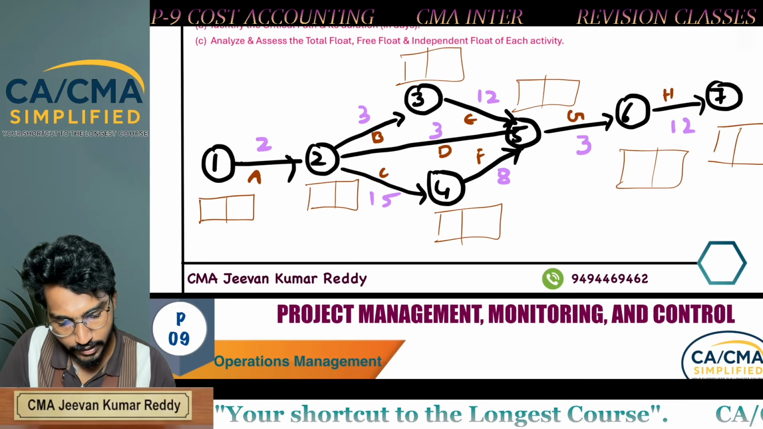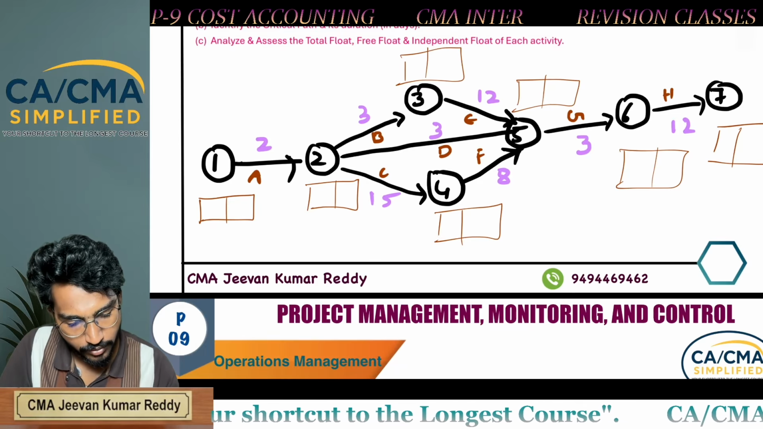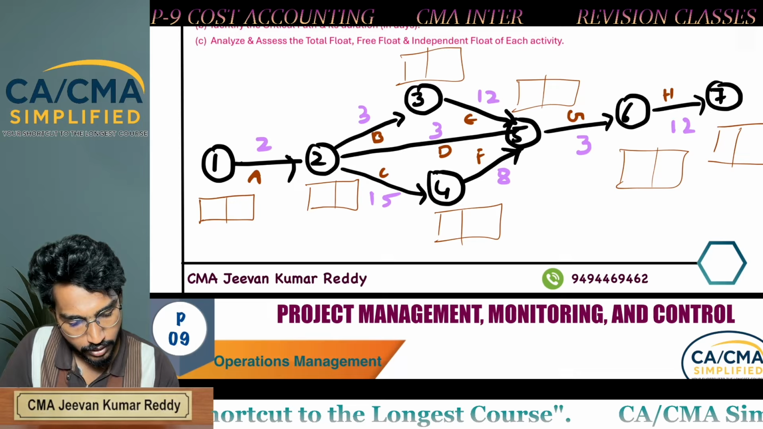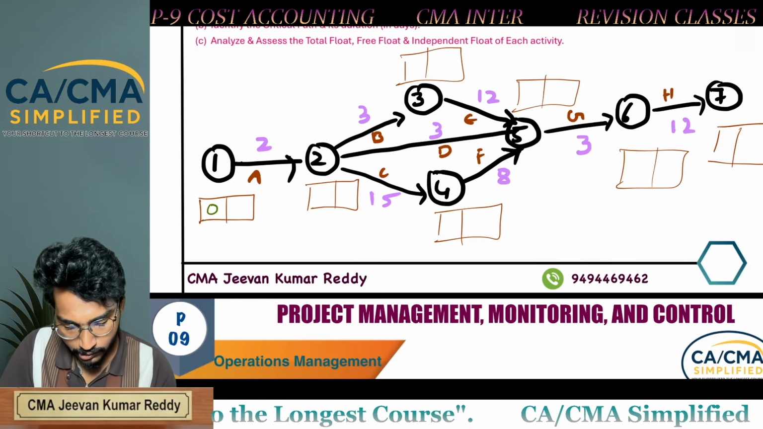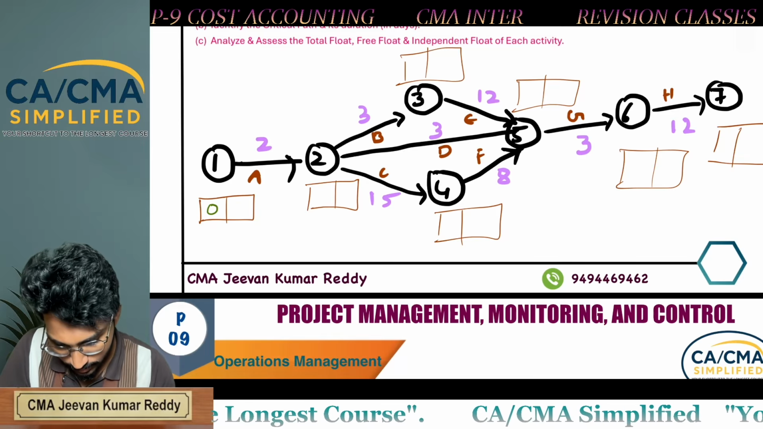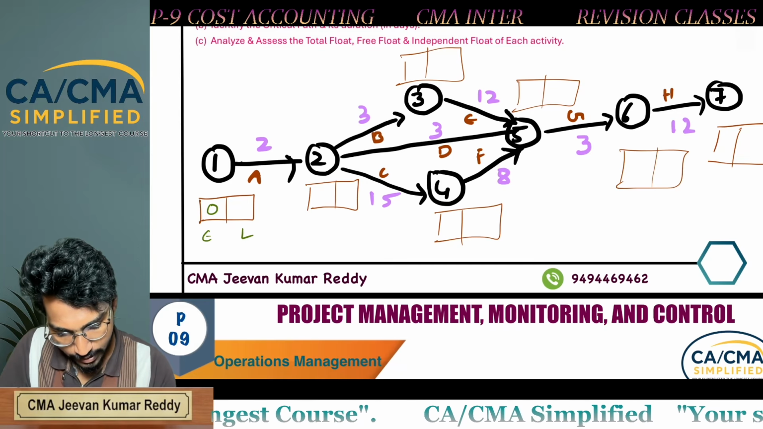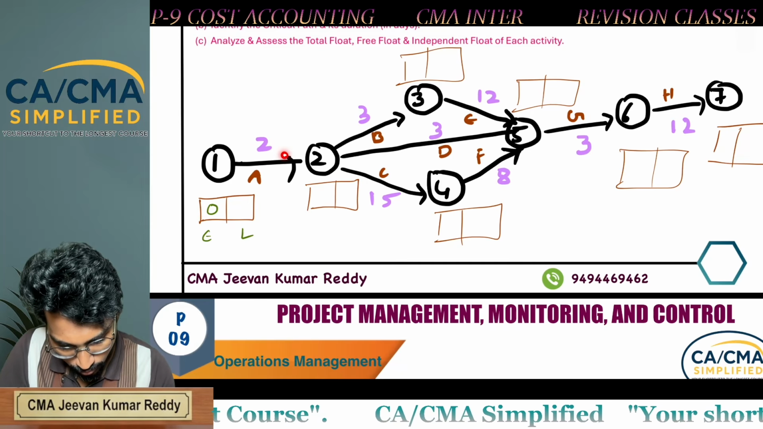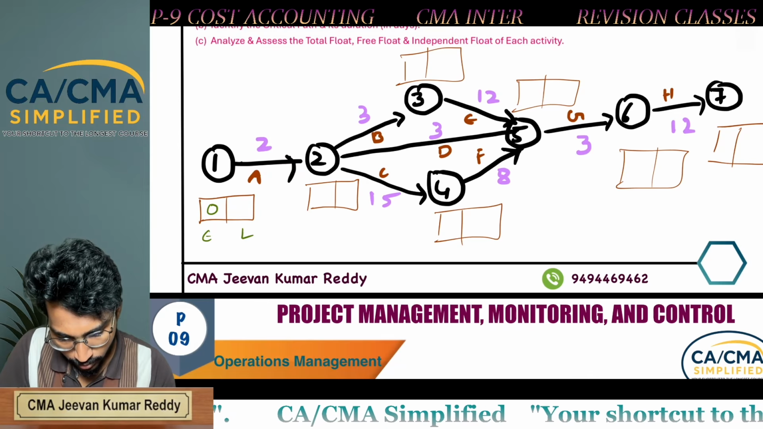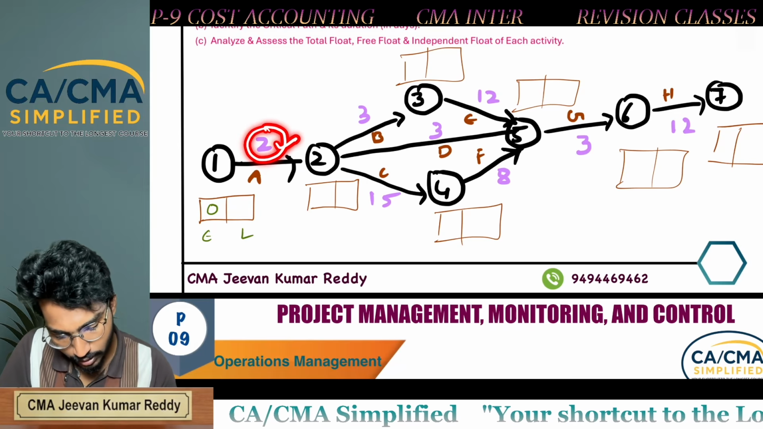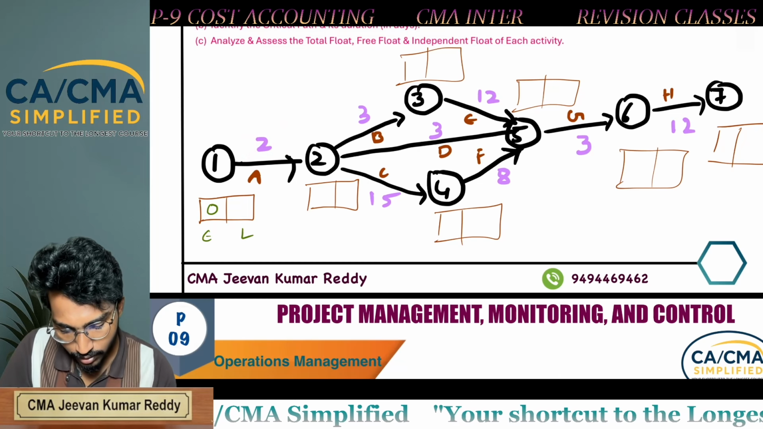How to calculate E? E is the earliest start time of an event. So every event must start at 0 days. So while calculating, this is E, this is L. While calculating E, we have to go left to right, that is forward direction. We have to add the duration and take the largest number.